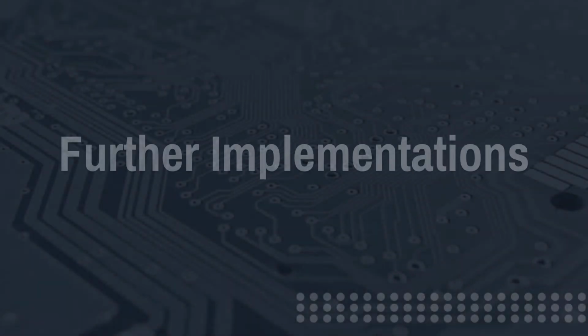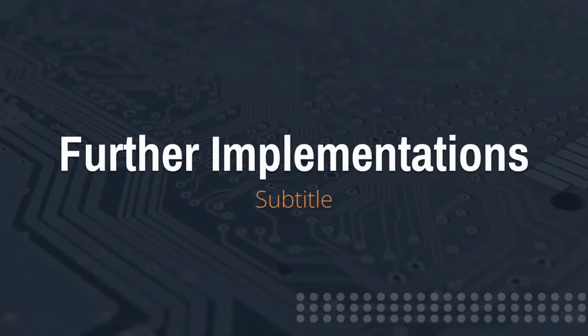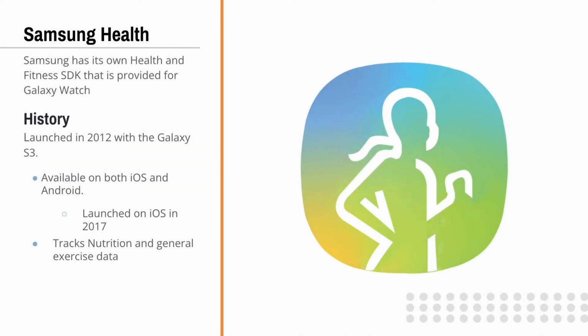A little bit about further implementations. Like I said earlier, Samsung Health, which is Samsung's own fitness SDK, launched in 2012 with the Galaxy S3. It's actually available on both iOS and Android, kind of like Google Fit, and it launched on iOS for the first time in 2017.